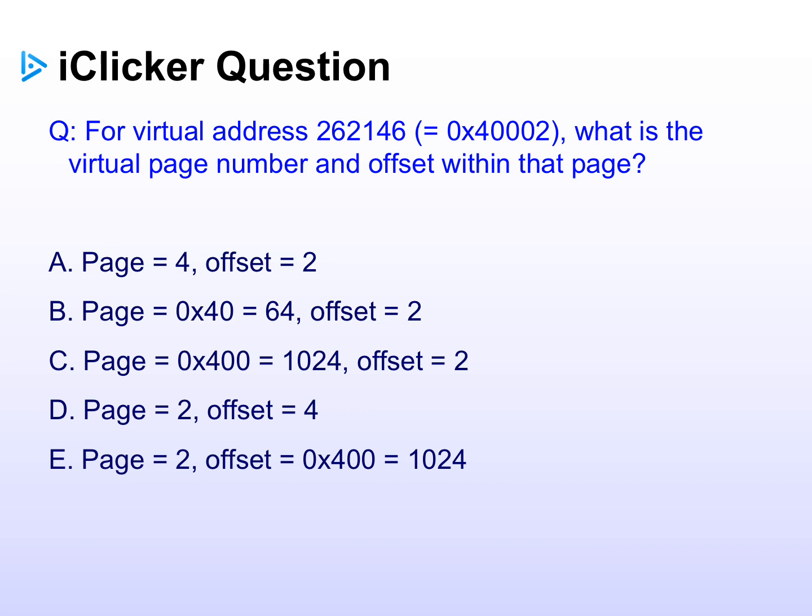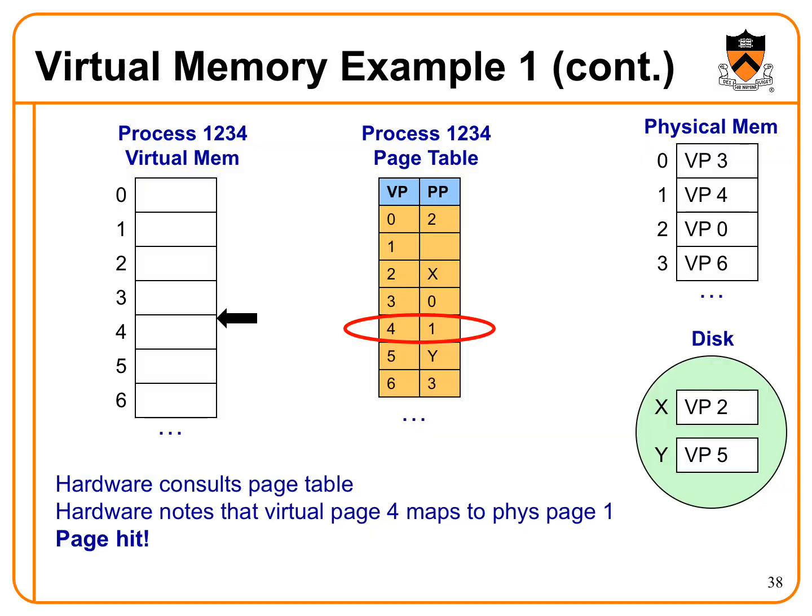If the offset is the lower 16 bits, that's 4 hex digits, so that's 0002. That means the page number is everything above that: a whole bunch of leading zeros, and then 4. So the answer is A. Now let's move on with the example.